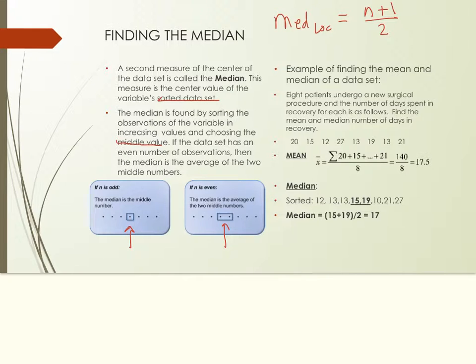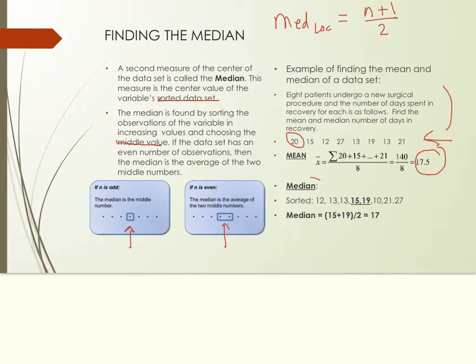For example, we have a problem here. 8 patients undergo a new surgical procedure, and the number of days spent in recovery for each is as follows. Find the mean and the median number of days in recovery. Here's our data set: 20, 15, 12, 27, 13, 19, 13, and 21. To find the mean, we add those numbers up and divide by 8, and the mean is 17.5 days of recovery.